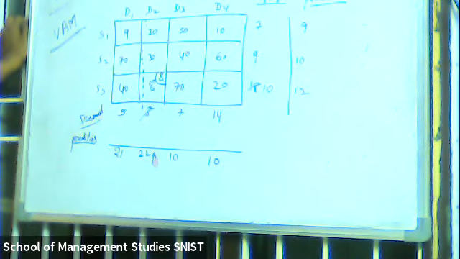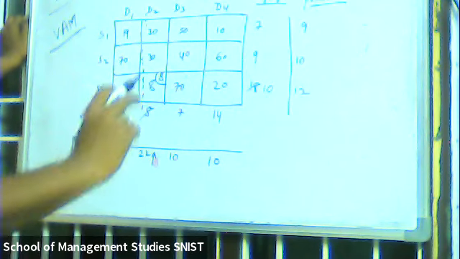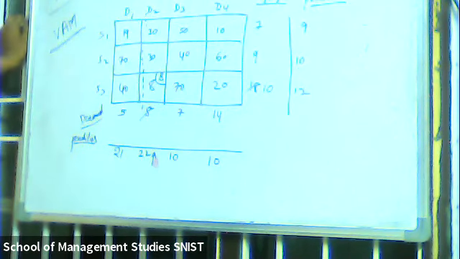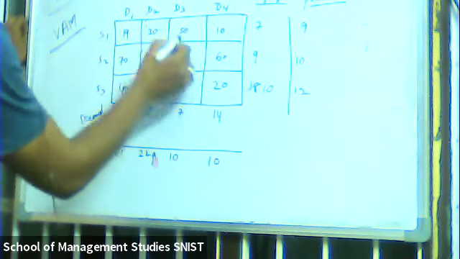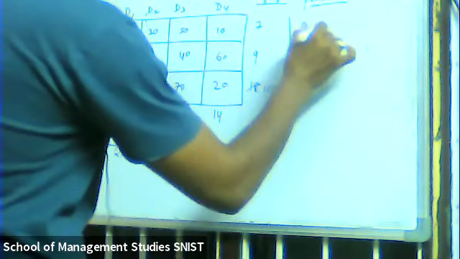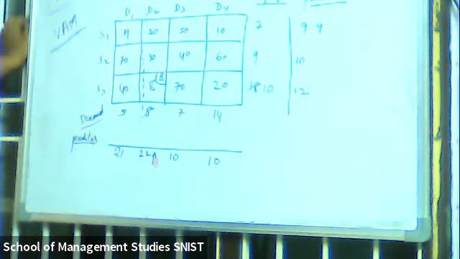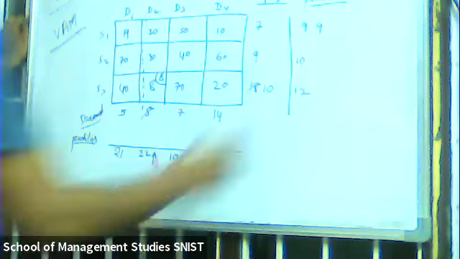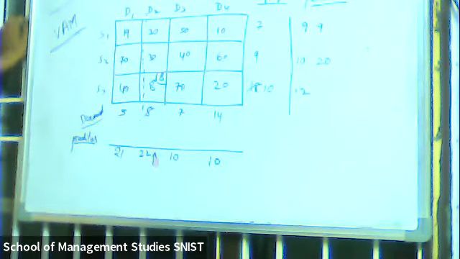Now any one of you, please tell me, in S1 what is your penalty? Again 9, because we got 19, 50, 10. So 10 is the minimum and the next minimum is 19. So the second penalty in the first row is 9. Now in the second row, 20, 70, 40, 60. So 40, 60, which is 20.